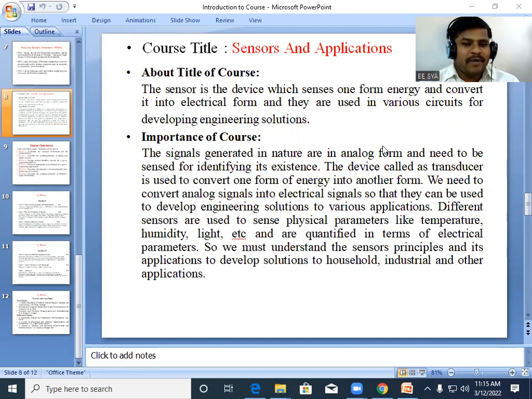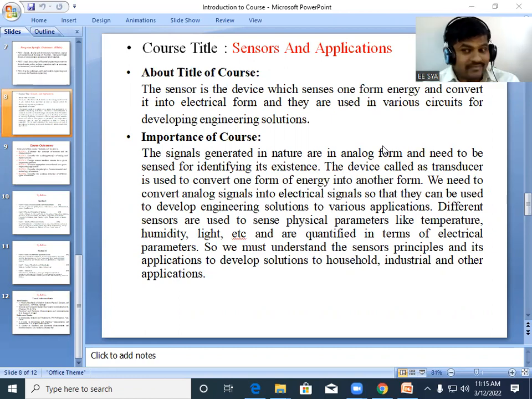So for example, there are two types of sensor. One is the natural sensor and the other is the man-made sensor. A natural sensor is nothing but a sensor present in a living organism. Living organism is nothing but our body, it is one type of living organism. So which part acts as a sensor in our body? Okay, the brain acts as a sensor. One. Next one.